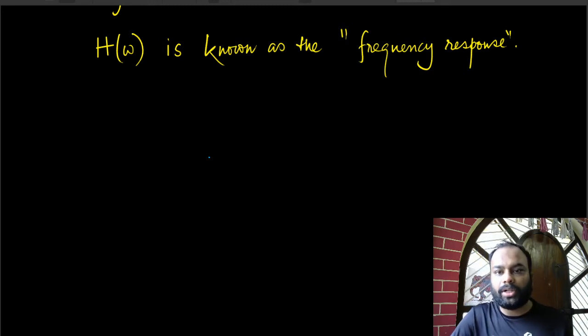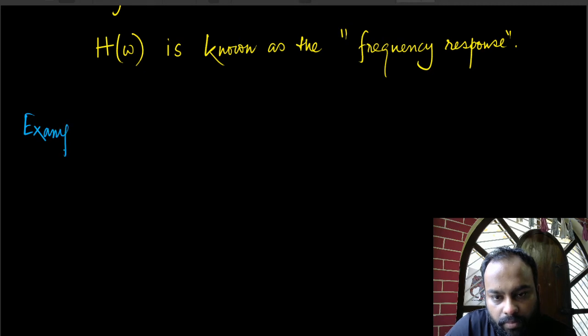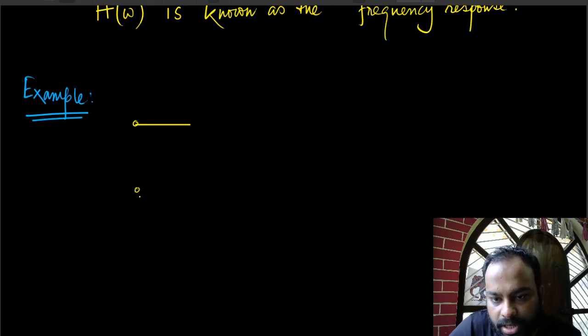All right, so let's see an example. Let's talk about a simple series RC circuit again, a very simple thing. This is how we had drawn this, something that looks like a two-port network.